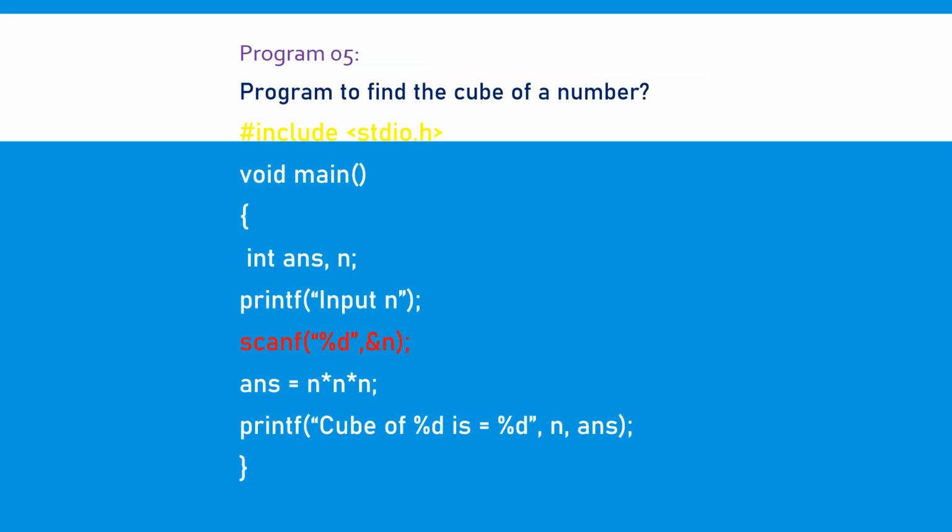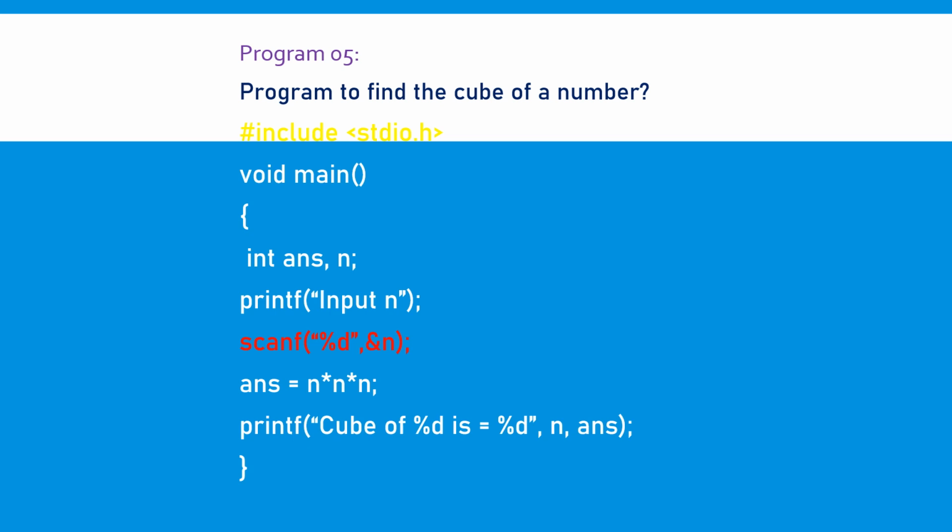program number 5. The question looks all the same: program to find the cube of a number. But in this program, we are going to slightly modify it so that we will be able to input any number for which the output may be computed. So we'll have to make use of the scanf statement. Let us code the program. #include <stdio.h>, void main(), open braces, making the variable declaration.